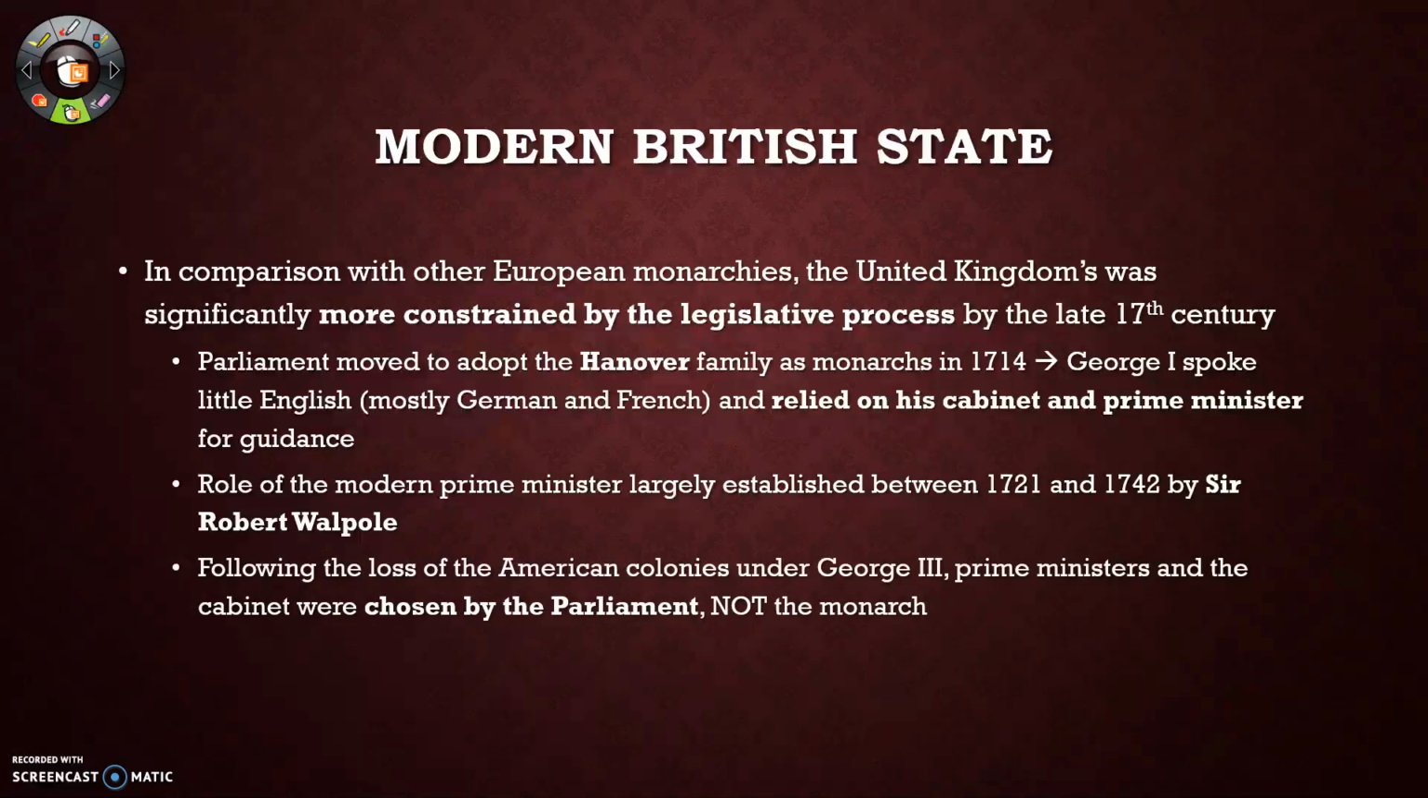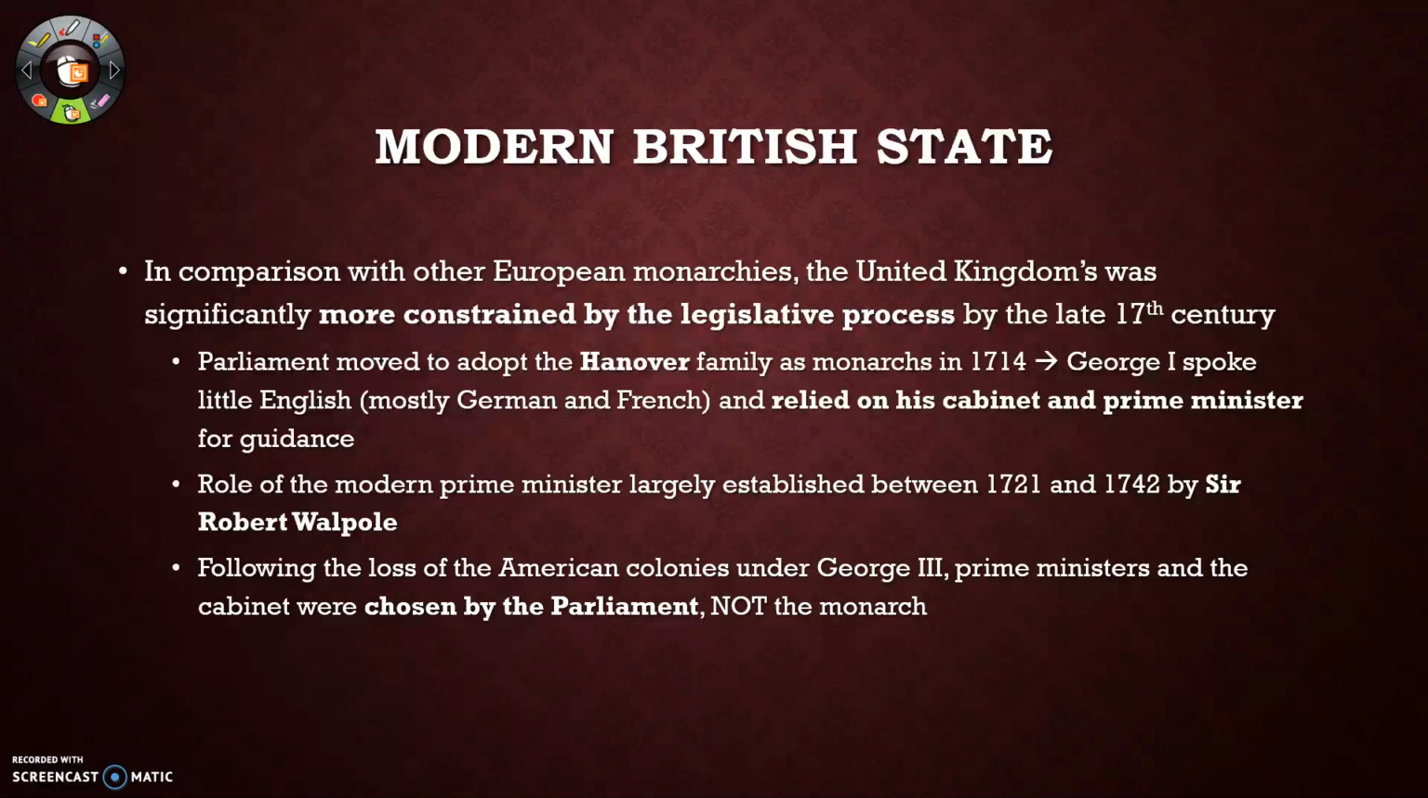Additionally, the power of Parliament and the power of the Prime Minister is further cemented under King George III. George III is the fellow who loses the American colonies. He also suffered from a disease called porphyria, which made him subject to periods of delusion and night terrors. He became functionally insane during his periods of the disease affecting his life. It was a very sad situation.